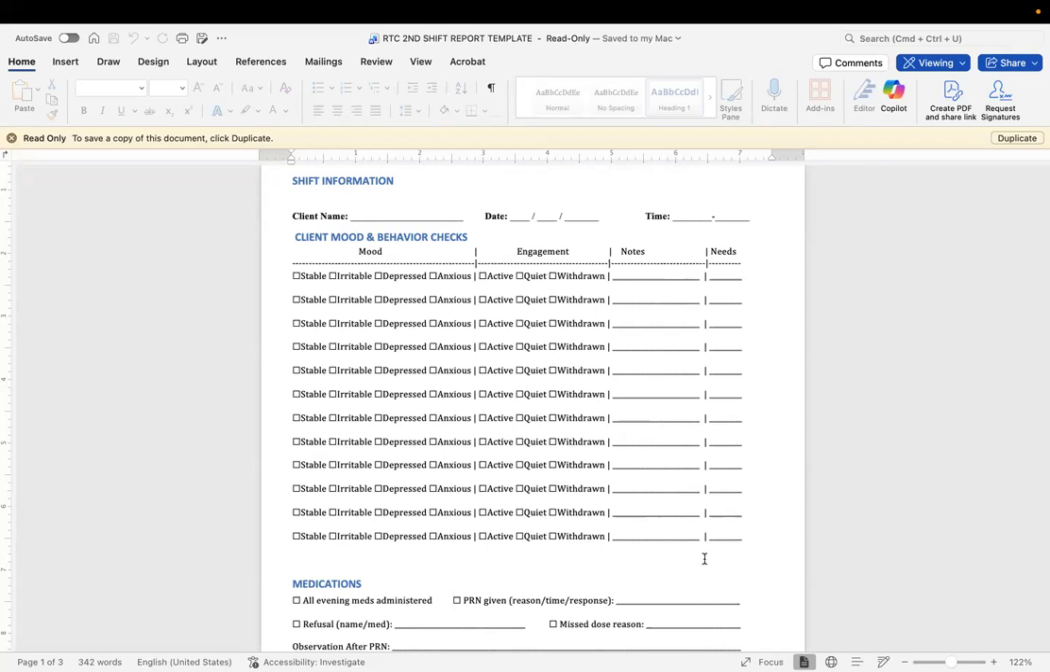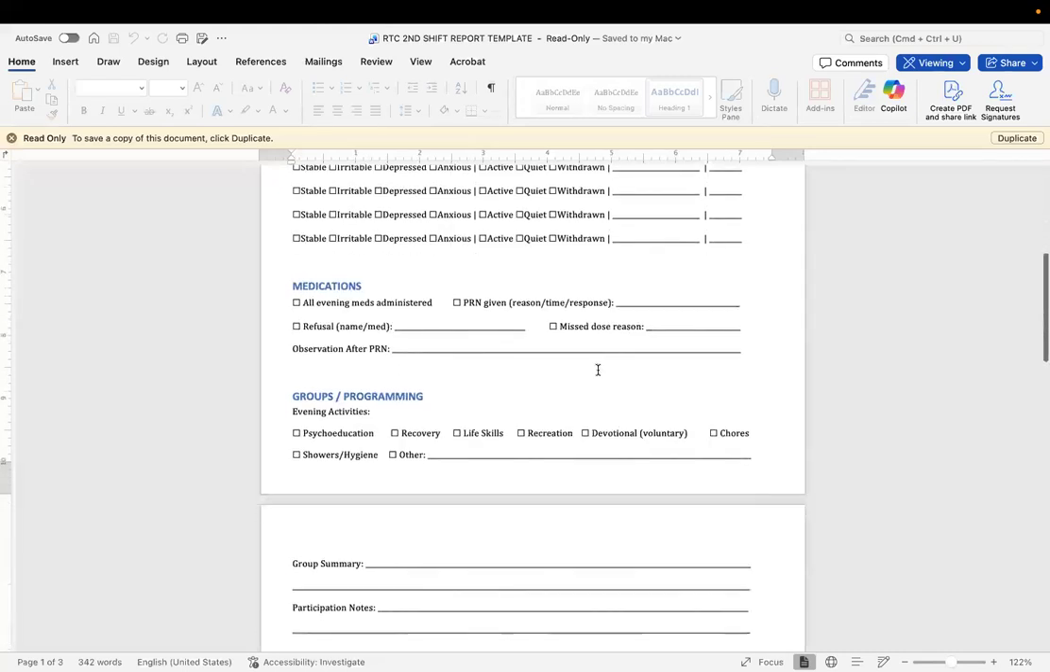maybe I need to see the nurse practitioner to assess my eating, because maybe I'm not eating enough, or maybe I'm getting sick after I eat. Then you would notate it here with the needs and the notes.